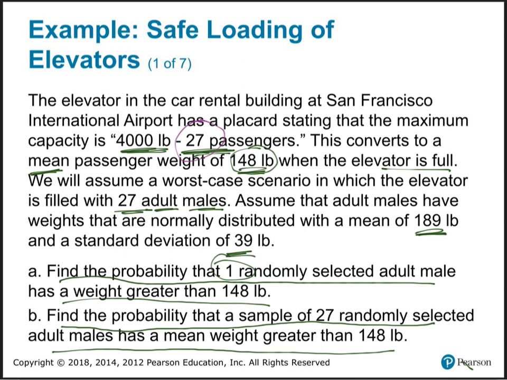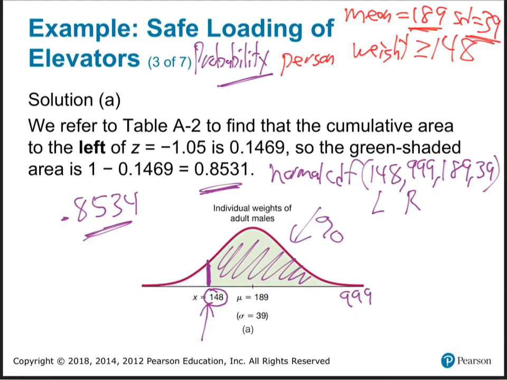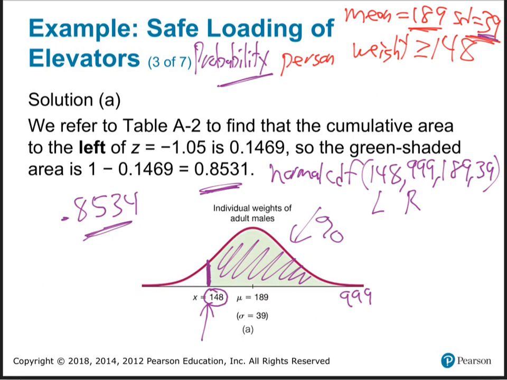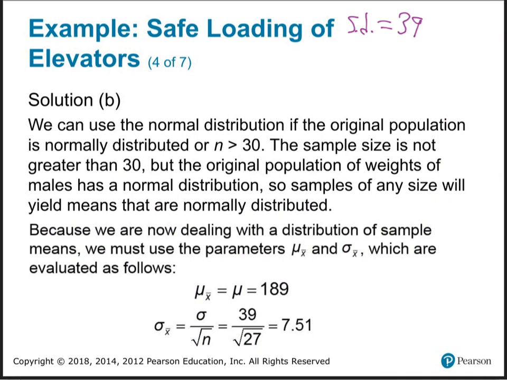So what are we going to do? We're going to do exactly the same thing. The only difference is the standard deviation will change. It's super simple mechanically. What was the other standard deviation? 39? Yes. You just take the other standard deviation and divide by the square root of 27. I would literally just put it in just like that. Everything else is the same. That's the only difference in this whole section.